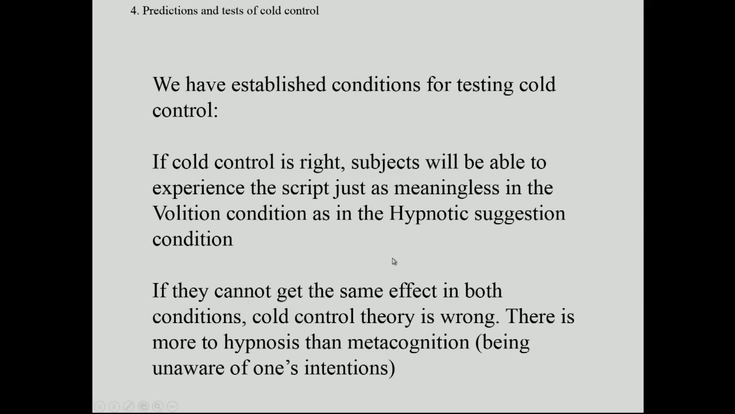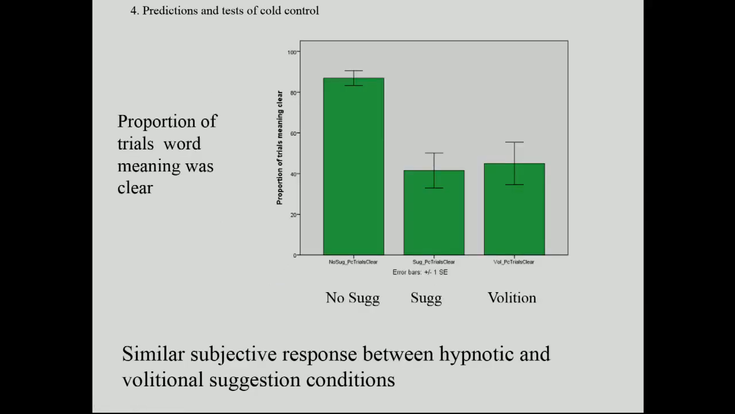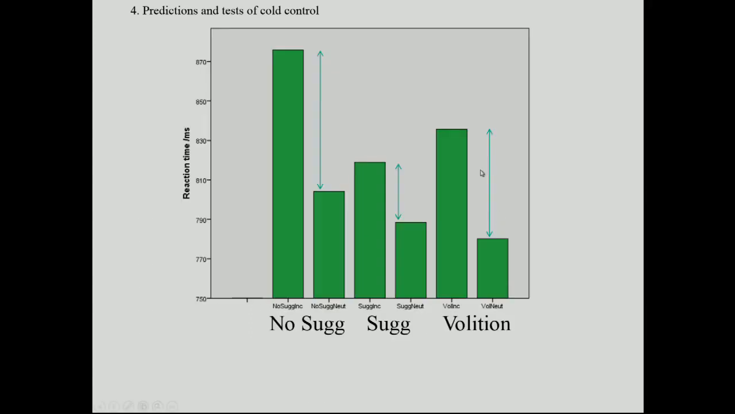So this is the proportion of trials in which the word meaning was clear, and consistent with cold control. At the level of subjective experience, meaning has been substantially reduced in both conditions, suggestion and volition. In terms of the Stroop effect, there's the no suggestion condition. That's how big the Stroop effect is. There it is substantially halved in the suggestion condition.